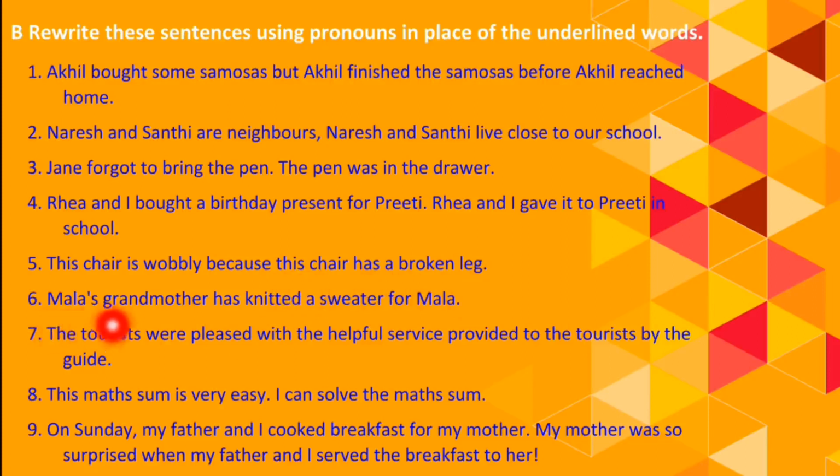Now next, see: Mala's grandmother has knitted a sweater for Mala. In this sentence, the underlined word is Mala. So Mala is repeated. Here Mala is coming as an object, so we have to use the object pronoun for Mala. Mala is the name of a girl or lady, so we have to use she or her. But here it is coming as an object, so we have to use her. Mala's grandmother has knitted a sweater for her.